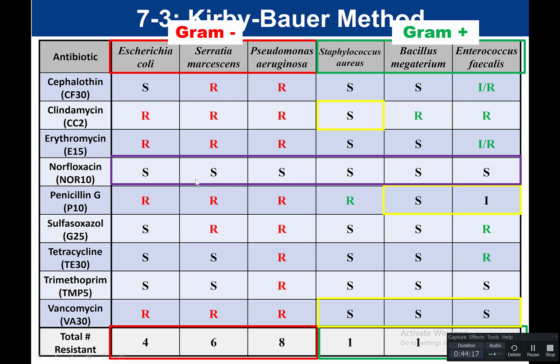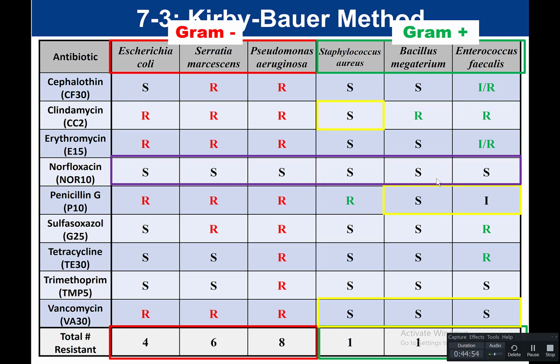One that really jumps out is norfloxacin. This is in the quinolone family of antibiotics, which you'll learn about later. And what you'll see is that basically it was effective against all 6 bacteria that we tested. E. coli was sensitive to it, Serratia was sensitive to it, Pseudomonas was sensitive to it. Notice that's the only drug that Pseudomonas was sensitive to. So norfloxacin is very, very broad spectrum. It can be used against a wide variety of different bacteria.